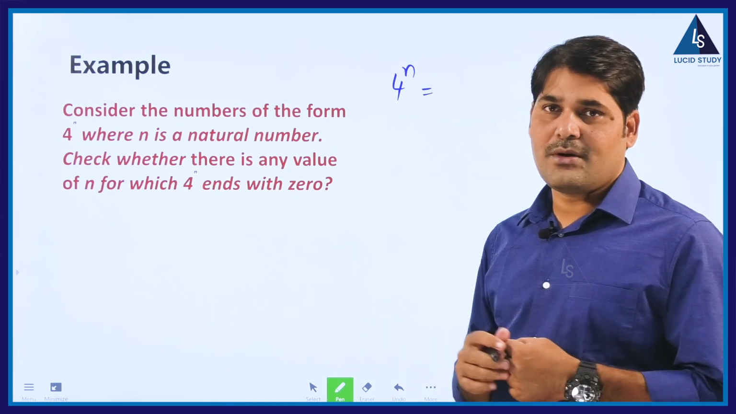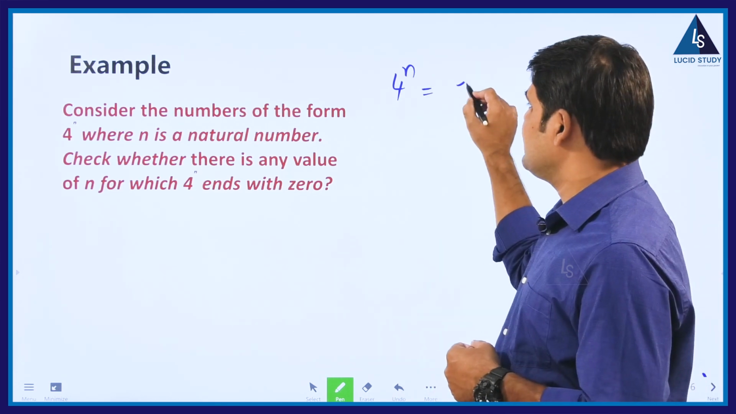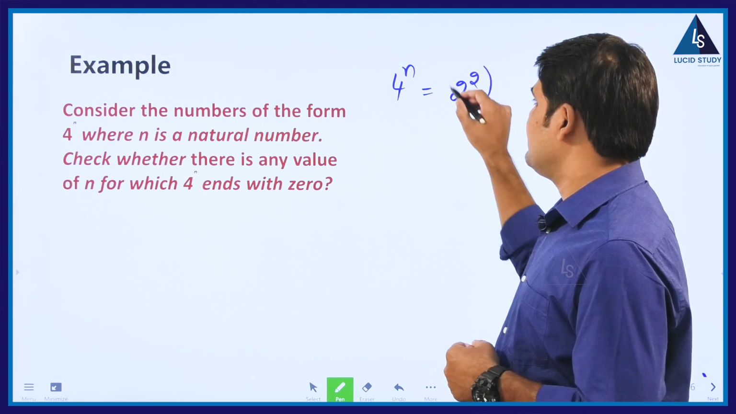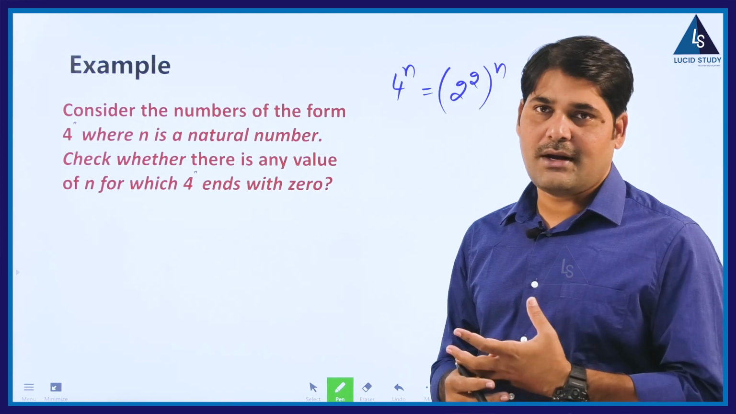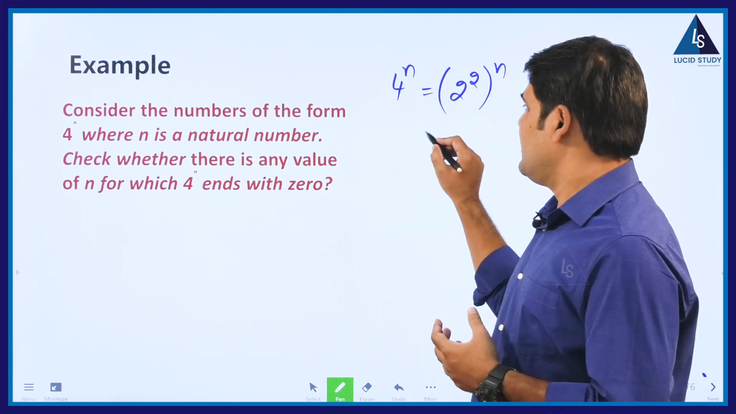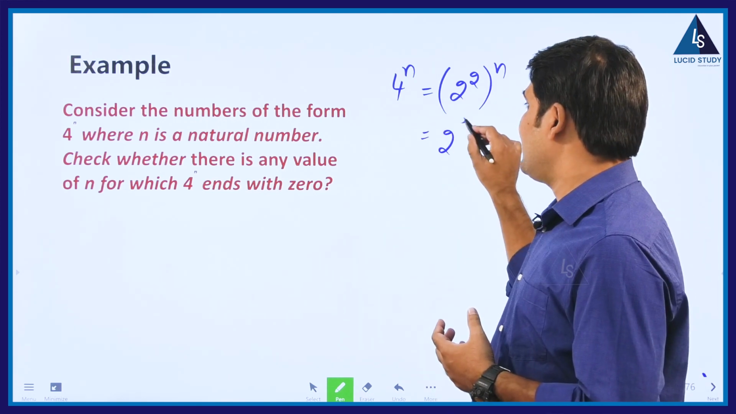How can I write 4? I can write 4 as 2 squared. Am I right? 2 twos are 4, right? So 2 squared power n is nothing but 2 power 2n.